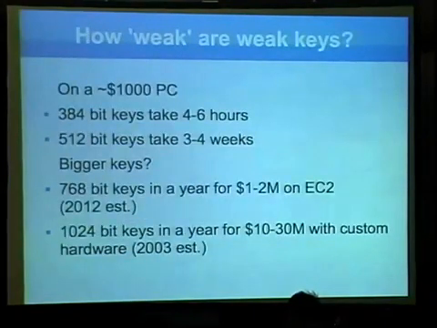Right, but even if the SPF policy is to hard fail, the DKIM will work anyway. So how weak are weak keys?